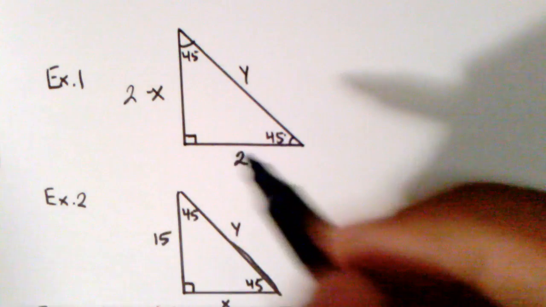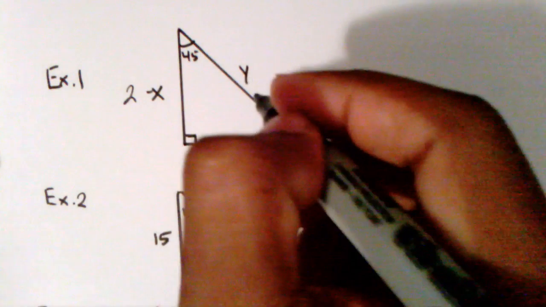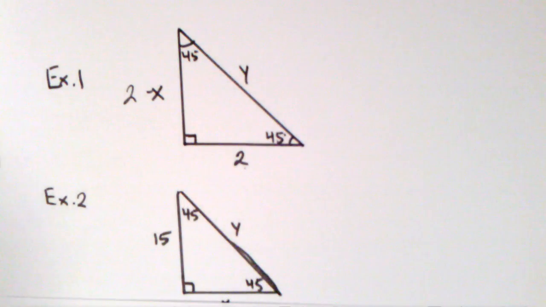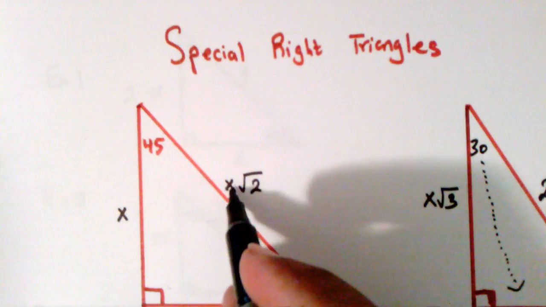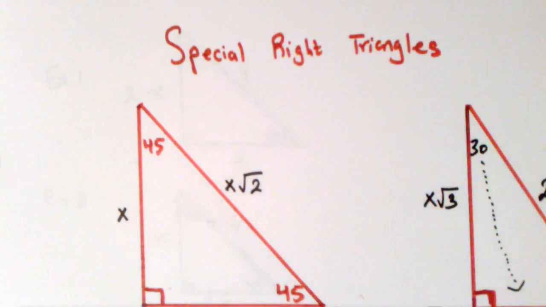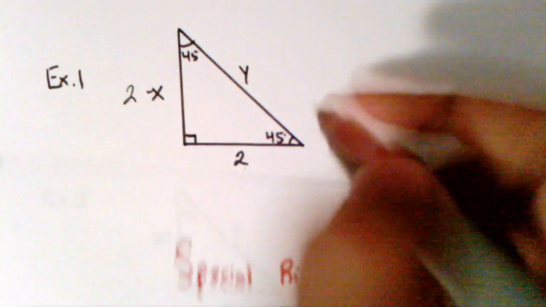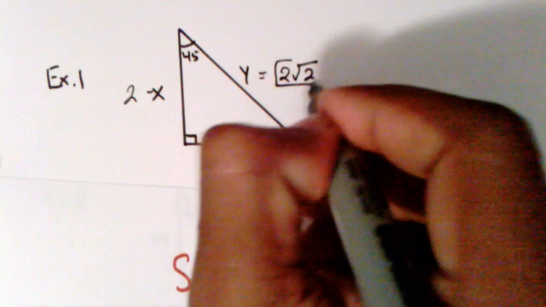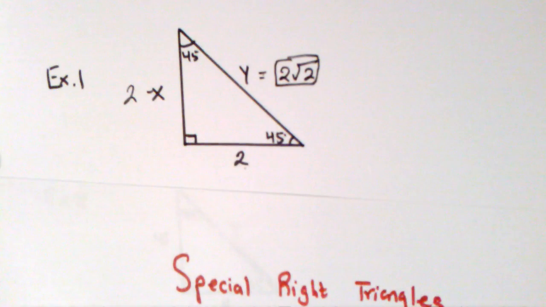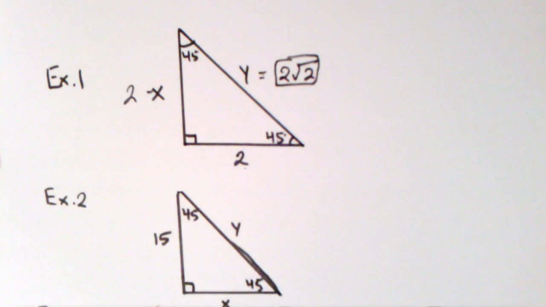It's that easy. 2, 2, and so what's y going to be? Well, if you want to figure what that is, you can simply take your 2, which is your x, and then tack on a radical 2 to that. 2 times radical 2. So y is equal to 2 times radical 2. That would be the length. Let's take a look at example 2.